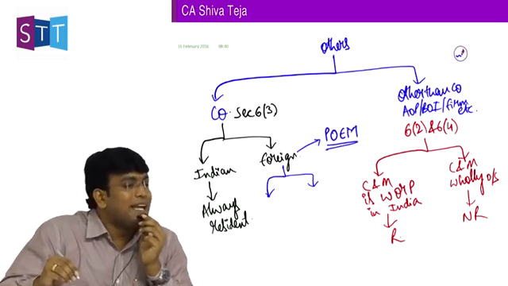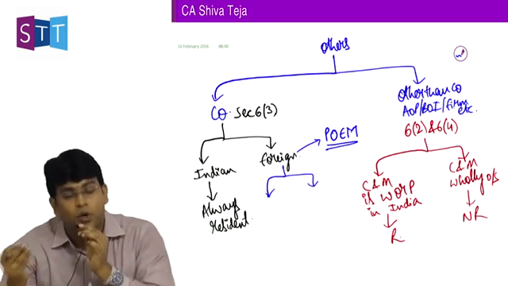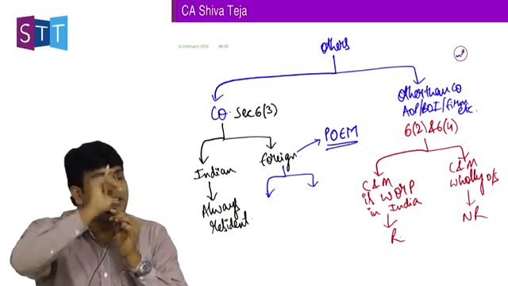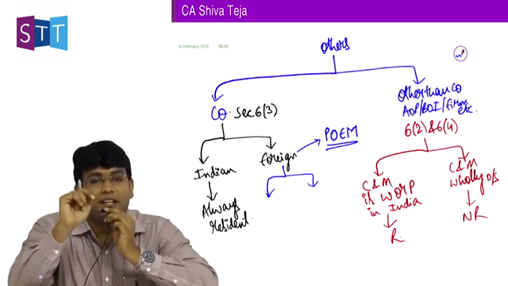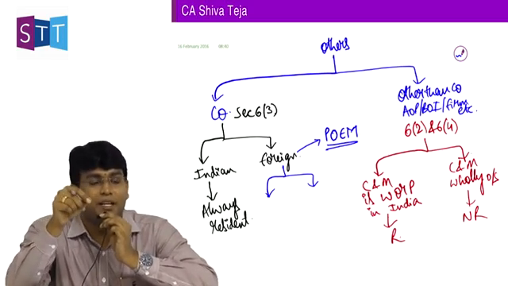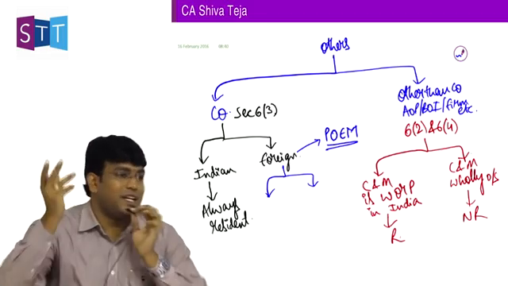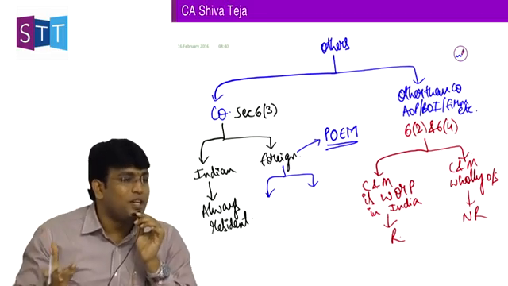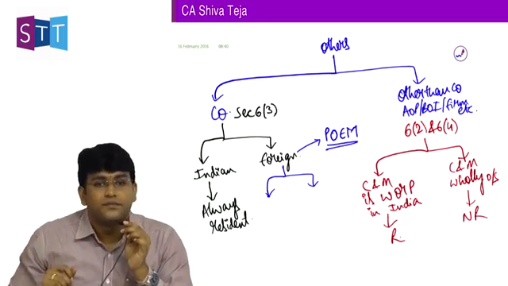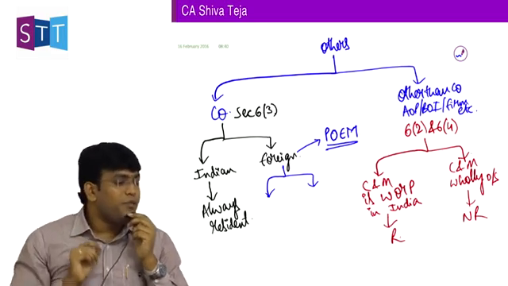POEM means place of effective management. It is something very similar to control and management, but they have used the word effective management. Effective management in a company is not done in the AGM; it is done in the board of directors meeting. Who takes decisions? Only the directors. Shareholders only approve. That's all. Correct, sir? Everyone? Now, what does POEM refer to?